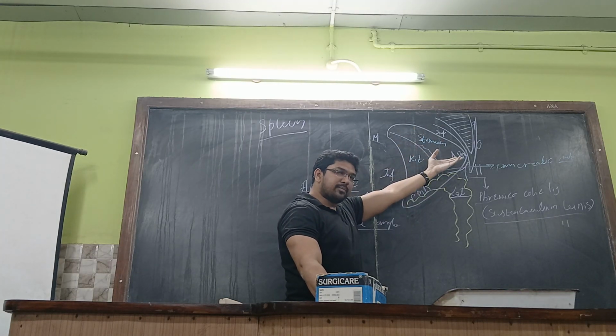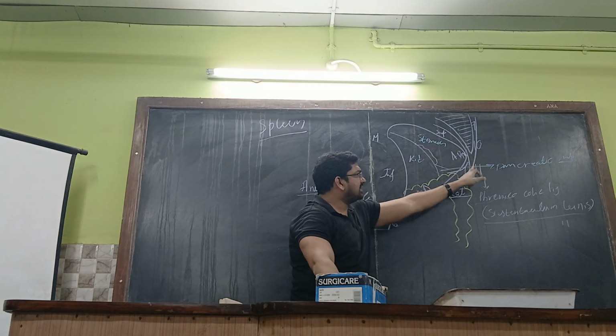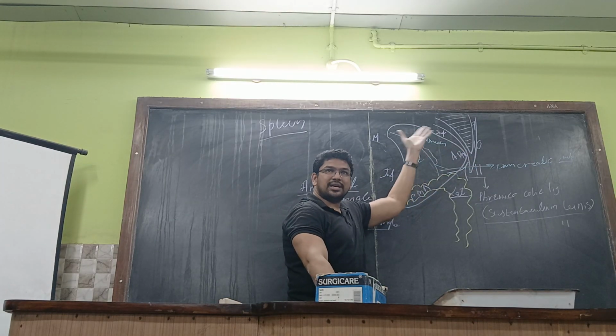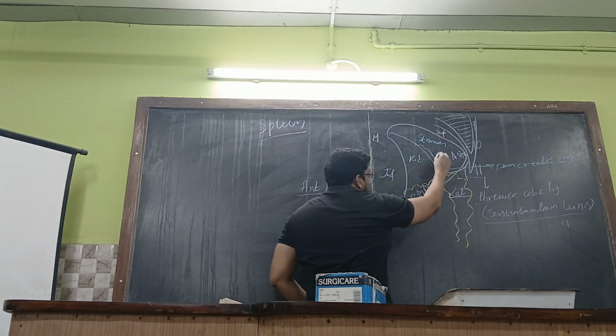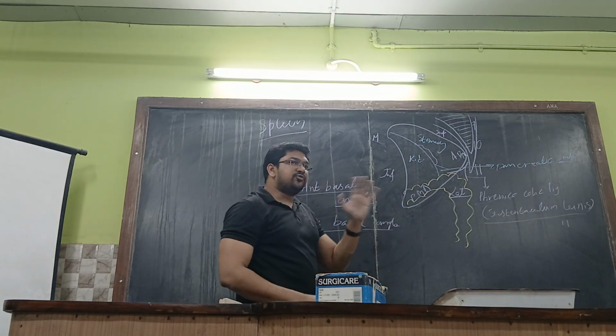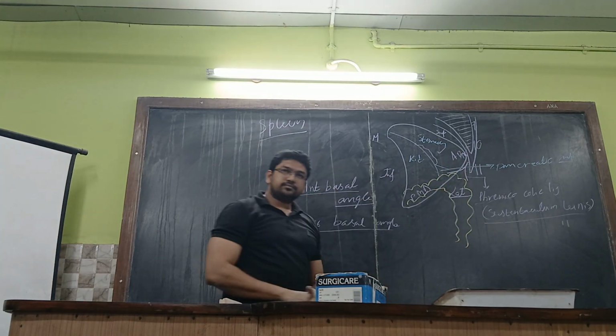Under the diaphragmatic surface, the diaphragm, parietal pleura, lung and pleura will be the relations. Getting it right? So for example, if there is an inflammation or infection of the spleen, what will happen to this pleura?